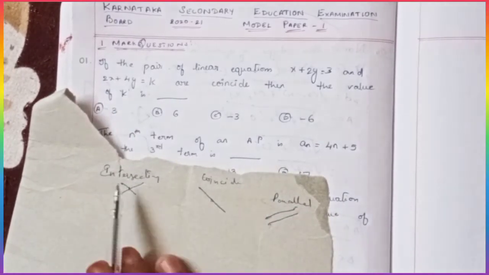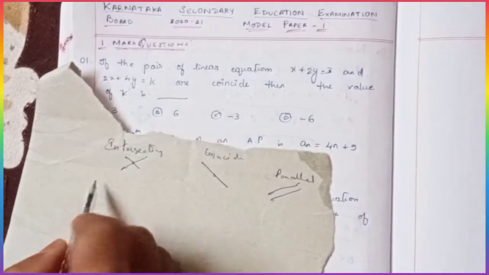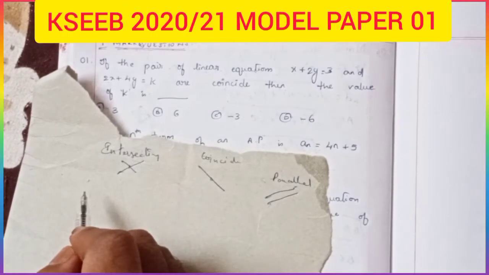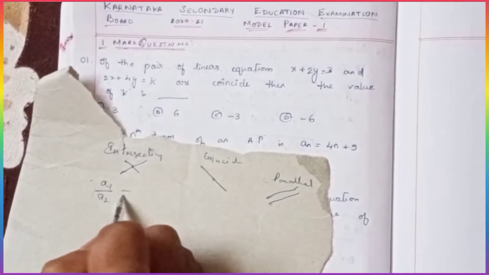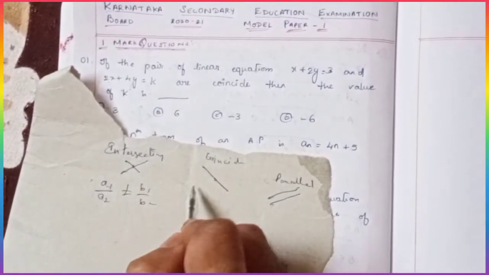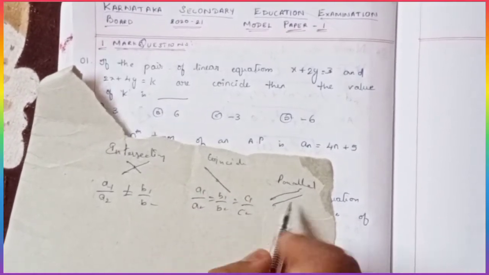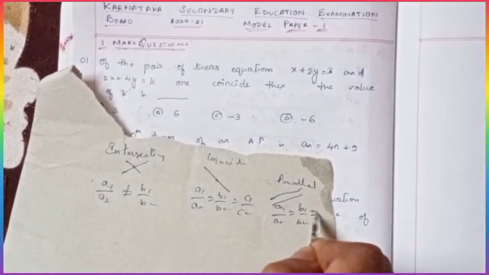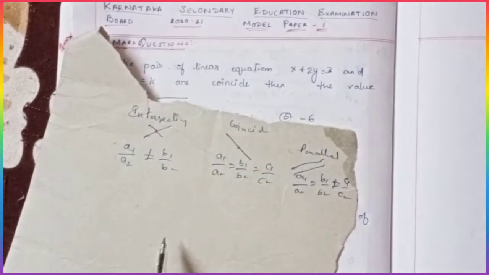In this particular unit, you need to know the concept of all these 3 things. The general form you need to know is a1x plus b1y plus c1 is equal to 0. The ratio for intersecting is a1 by a2 is not equal to b1 by b2. Coincident means a1 by a2 is equal to b1 by b2 is equal to c1 by c2. And finally, for parallel lines, a1 by a2 is equal to b1 by b2, but it is not equal to c1 by c2. So if you know these 3 things, we can solve these problems.